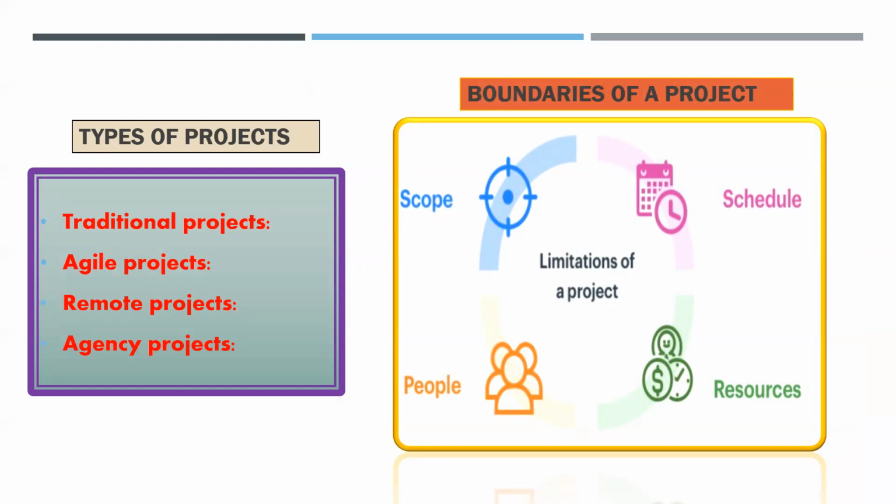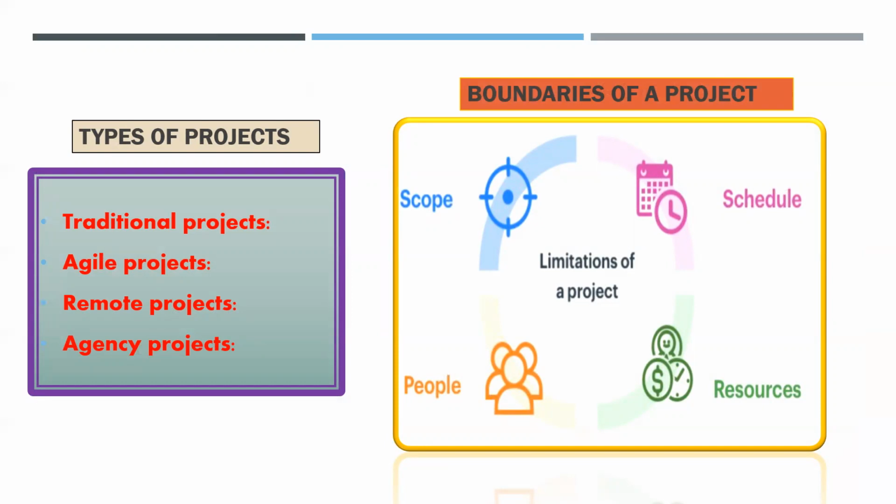Agile projects are used mainly in software development. They are people-focused and adaptive. They also typically have short turnaround times. So very quick.